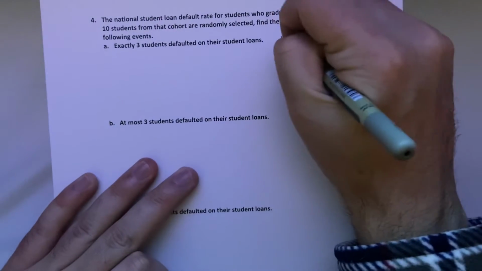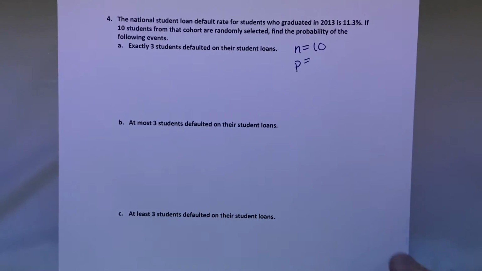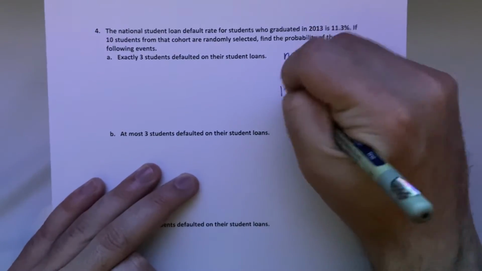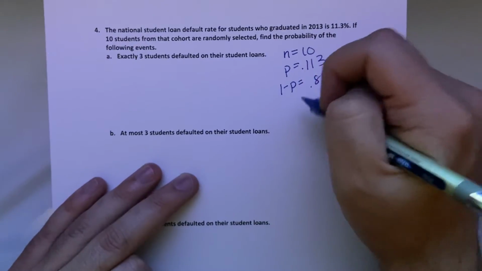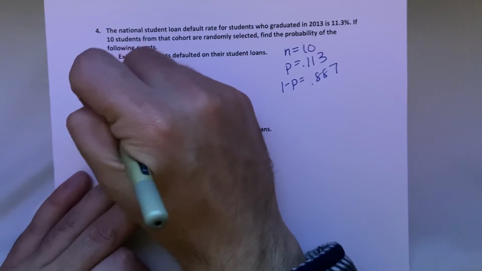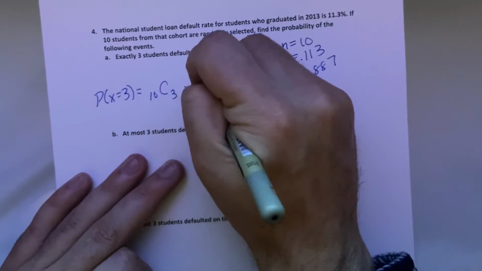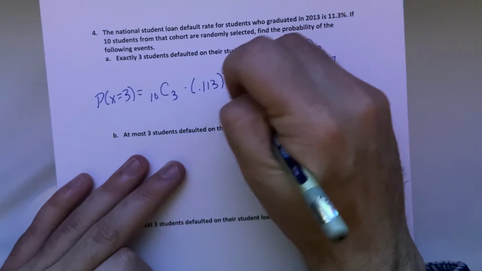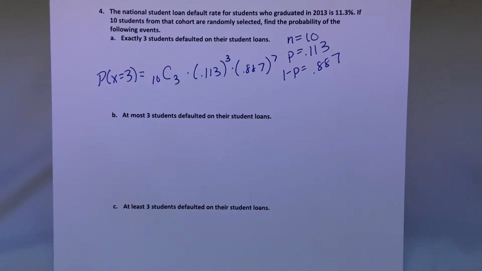So here we have n equals 10. Our probability of success, if we consider defaulting on your student loans a success, is 0.113. Means our 1 minus p is 0.887. And it wants to know the probability that x is 3. That would be 10 choose 3 times 0.113 to the third times 0.887 to the 7th, so the number of people who didn't default.